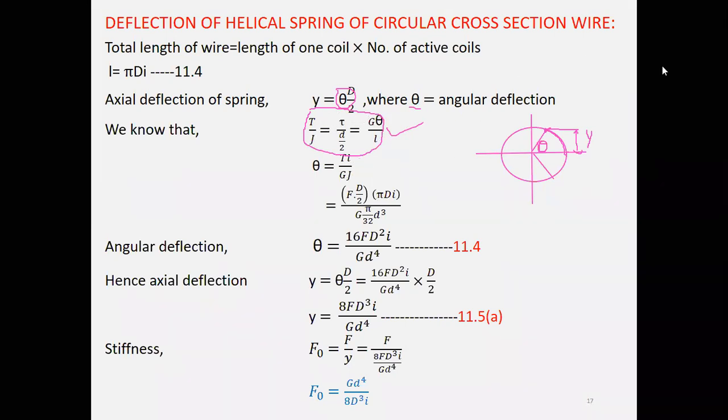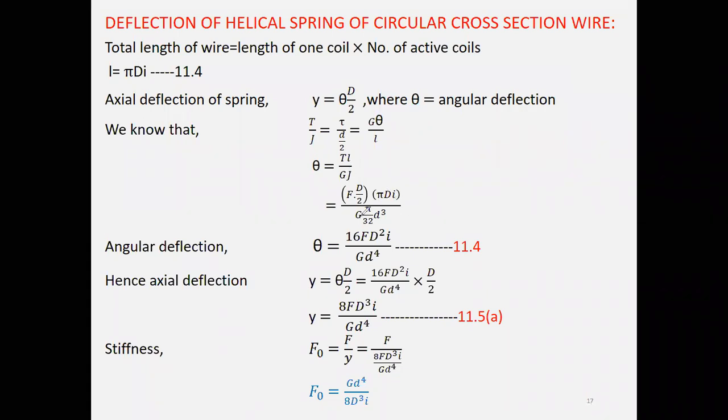G into J. You know that T is nothing but torque, which is nothing but force into radius. Radius is capital D by 2. You have taken this from the previous derivation. The torque is force multiplied by radius, and radius is D by 2. L is the total length of the wire. It is pi into Di. Substitute that, L is equal to pi Di.